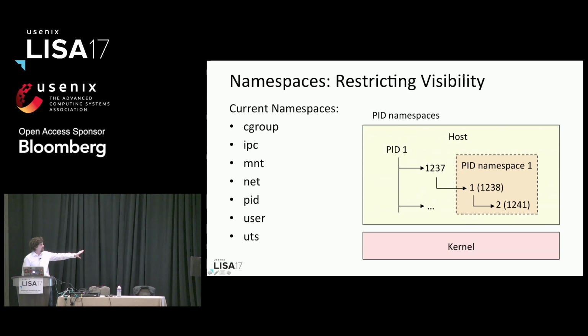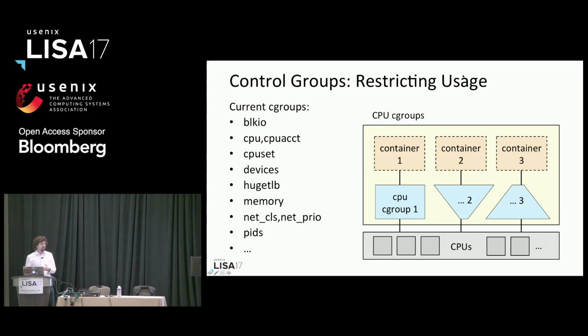So I've got some processes, and for the process ID namespace, they cannot see other processes. They may be process ID 1 in their own separate namespace. That's not going to clash with process ID 1 in the host. And the same is true for the IPC namespace, the mount namespace, net, user, and UTS. These are all ways to restrict the resources that are available on the host to a group that we can associate with the container. The other part is control groups.